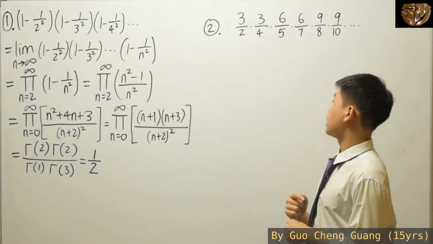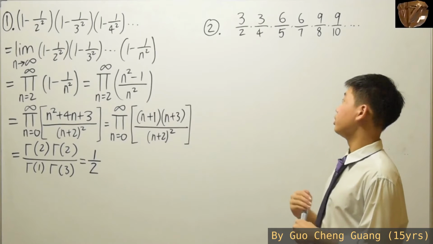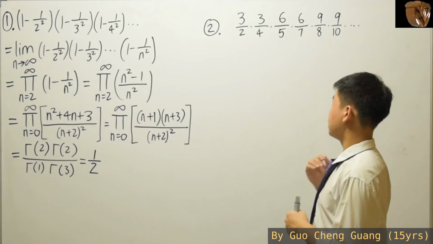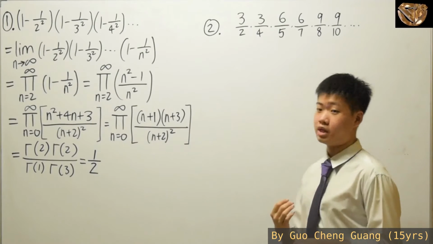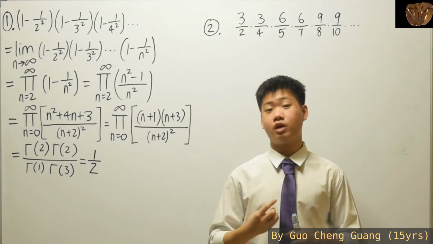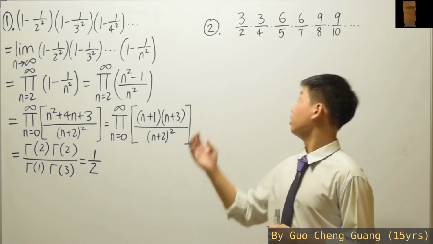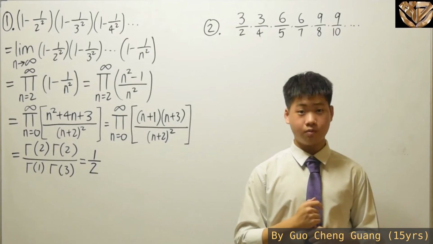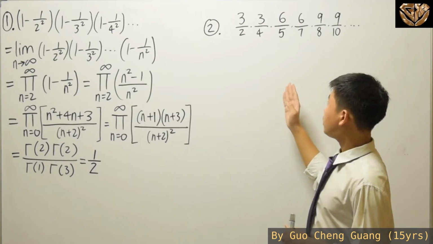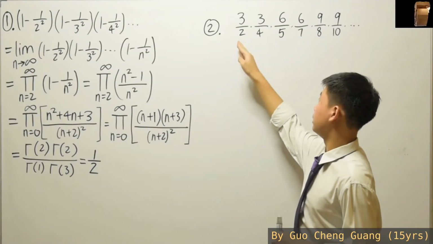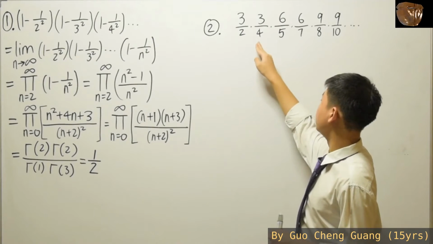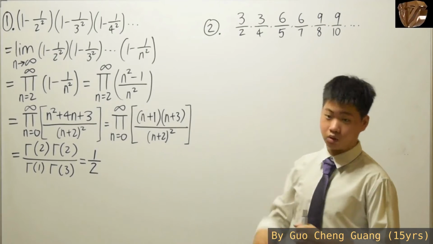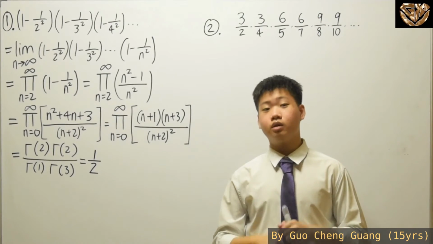Now we take a look at the second example. We have 3 over 2 multiplied by 3 over 4 times 6 over 5 times 6 over 7 times 9 over 8 times 9 over 10. First of all, you want to try to find the pattern. First, the pattern in the numerator: they are all consecutive multiples of 3. Then the denominator: for one you deduct 1, for the other you add 1. Same thing for the next, the first term you have minus 1, then plus 1, and so on. So that's the first step completed, the pattern.